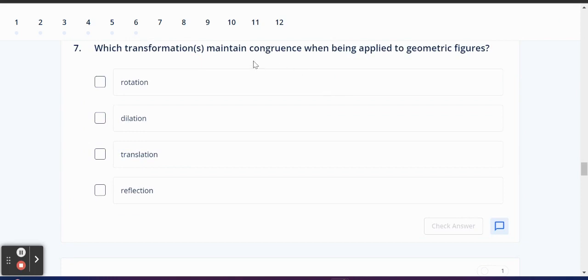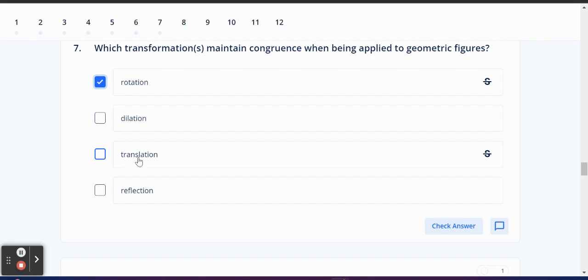Number 7, which transformations maintain congruence when being applied to geometric figures? So that means out of all of these transformations, which ones maintain congruence, means they stay the same size. All right, so a rotation, when you turn something, it still stays the same size. So we're going to click this one. Dilation, when you dilate something, it's going to make it bigger or smaller. So it's not going to maintain congruence, but it will create a similar figure, but not maintain congruence. So it's not this one.